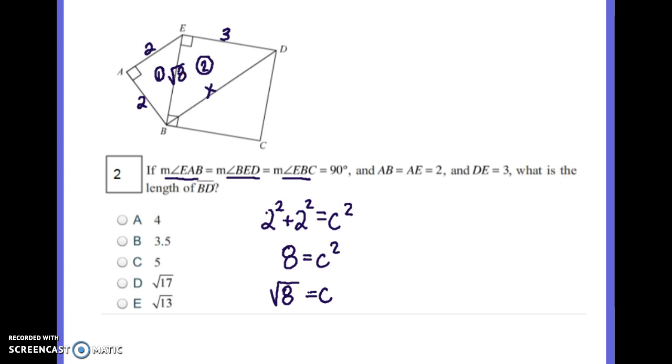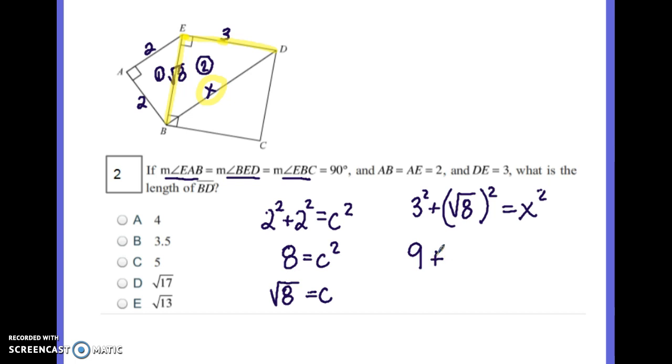Because now, when you look at the second right triangle, we know the 2 legs of that right triangle, and we're again trying to find the hypotenuse, which has been labeled X. So then that would be 3 squared plus the square root of 8 squared equals X squared. So 3 squared is 9.